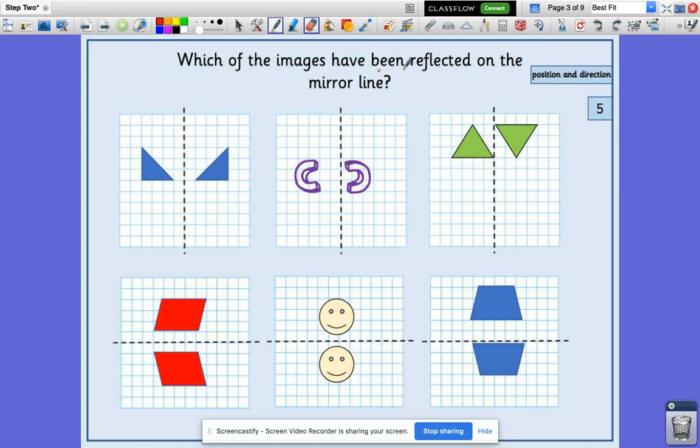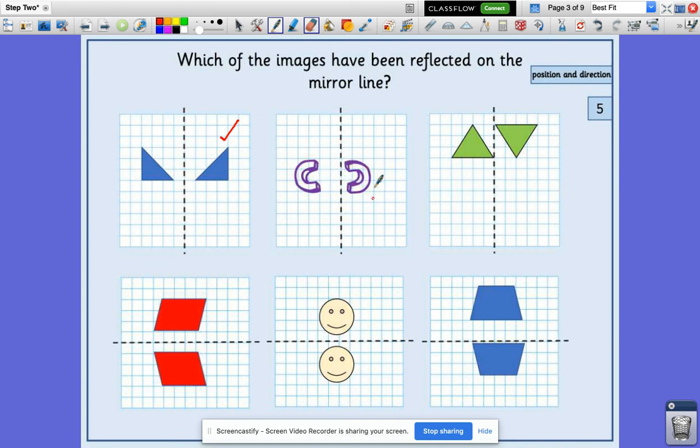So which of the images have been reflected on the mirror line? We need to look at these and really think, is it an actual reflection? So this triangle, this vertex here is 1 away, and that's 1 away. So let's check, are they all the same? 1, 2, 3, 4. 1, 2, 3, 4. Yep, so that one is a good reflection.